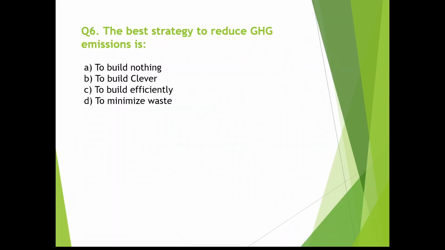Build nothing. You can recall it was the first one, where it was well explained that building efficiently and minimizing waste are effective. Other options are also effective, but the most effective strategy discussed in terms of greenhouse gas emission reduction is build nothing, not to build at all. So how will we live? Where will we live?